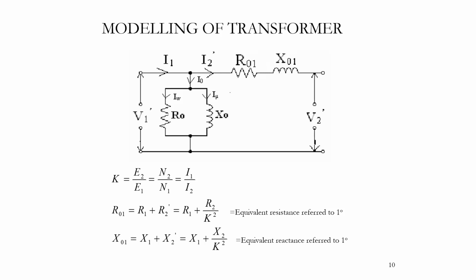Similarly, the total reactance X01 is nothing but X1 plus X2 dash. X1 is your primary reactance, and X2 dash, which is X2 divided by K square, is the reactance referred to the primary side.